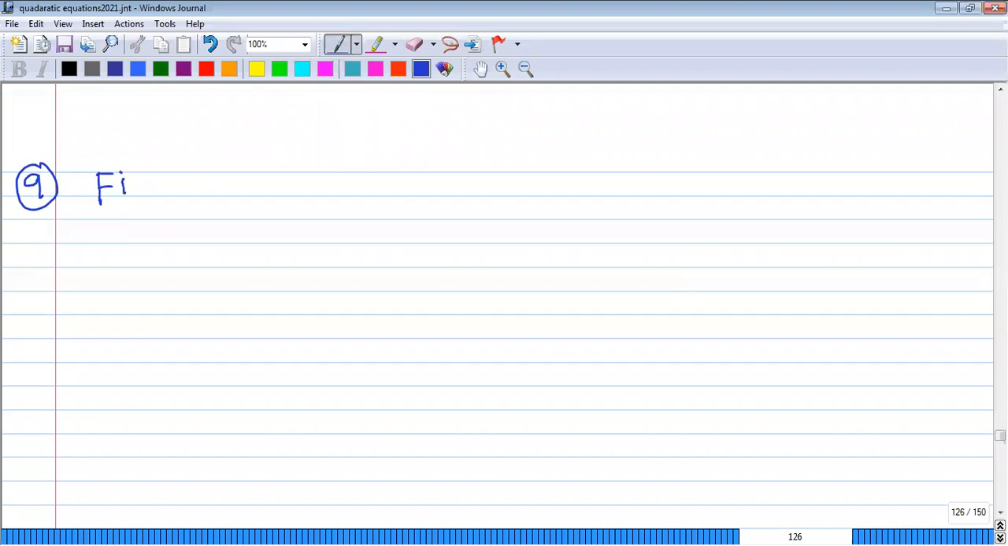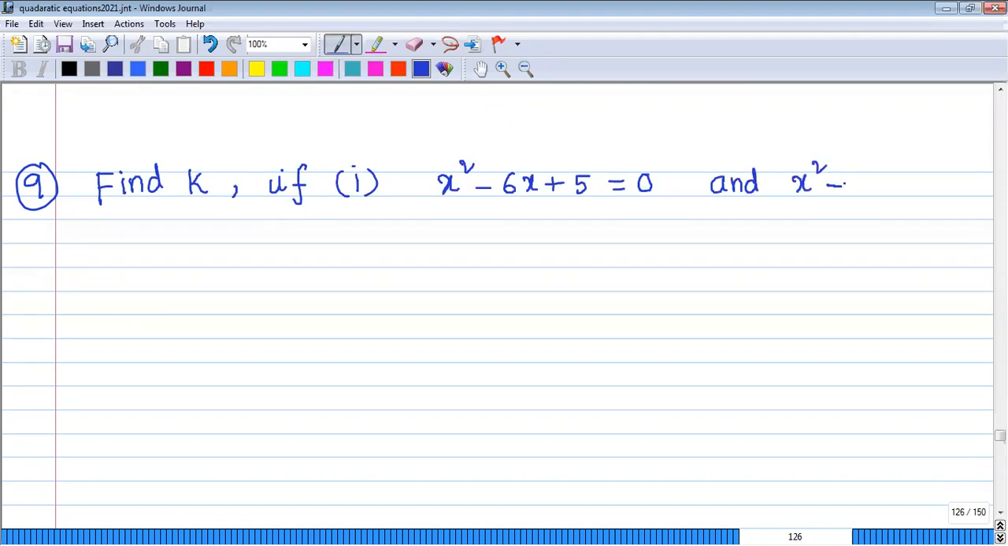Find k, if, first question, x square minus 6x plus 5 equals 0 and x square minus 12x plus k equals 0 have a common root. Sir, 17th question.